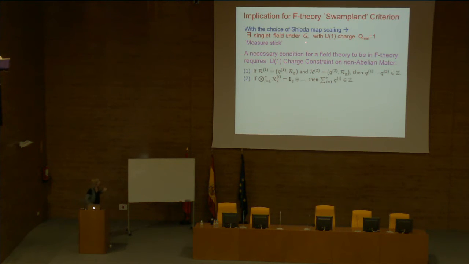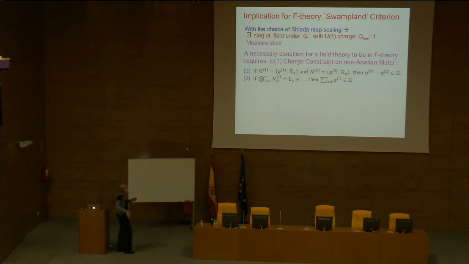Okay? And then as a consequence of global constraints, a necessary condition for a field theory to be in F-theory requires that this U1 charge quantization has specific conditions on non-abelian matter. Namely, one can deduce from all these constraints that if we have, in the presence of these measuring-stick singlets, a non-abelian representation, say two copies of matter with the same non-abelian representation but different U1 charges, the difference of those U1 charges has to be an integer multiple.